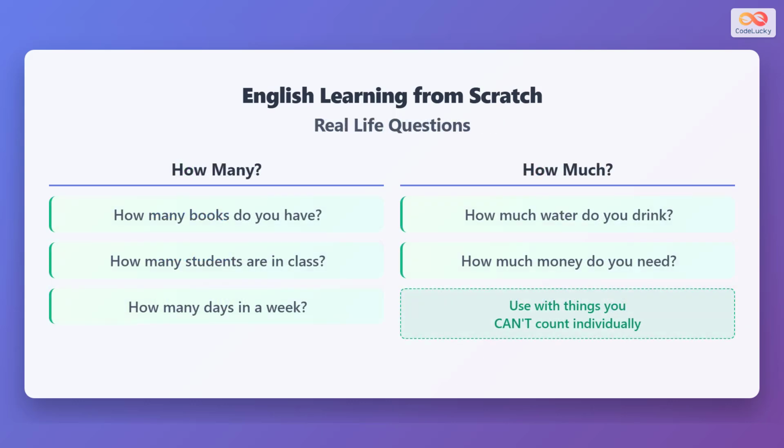In real life, we ask how many books do you have? How many students are in class? How many days in a week? And how much water do you drink? How much money do you need? Remember, use how many when you can count the items individually.